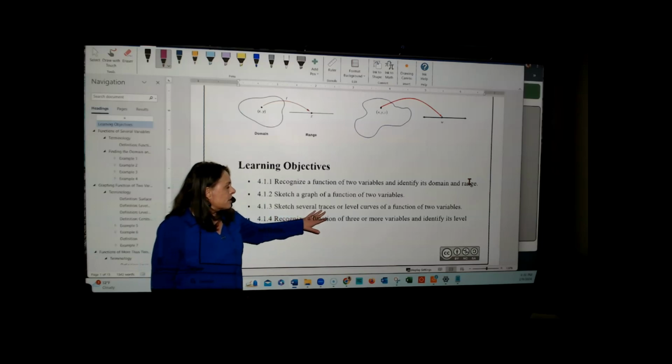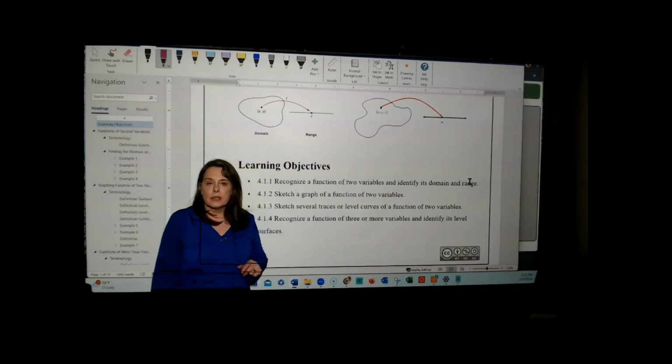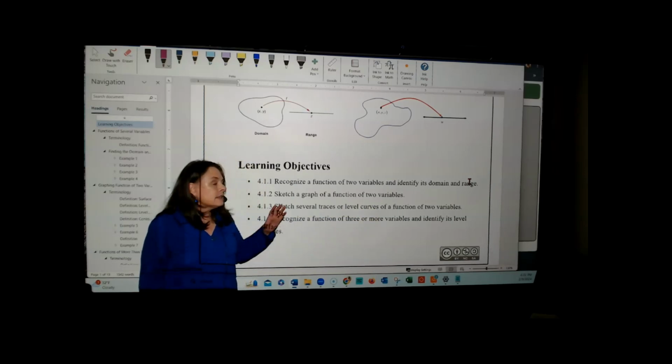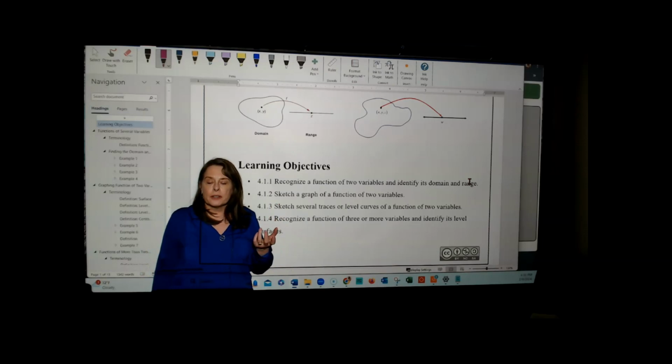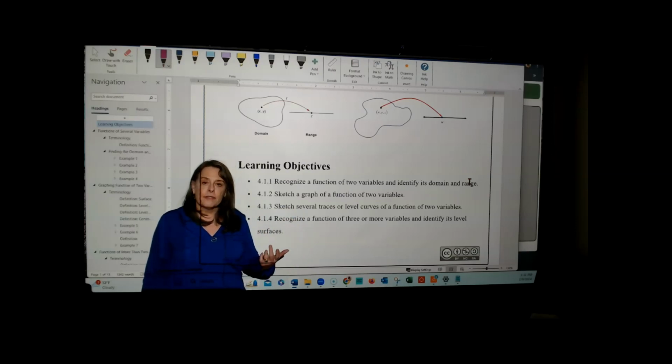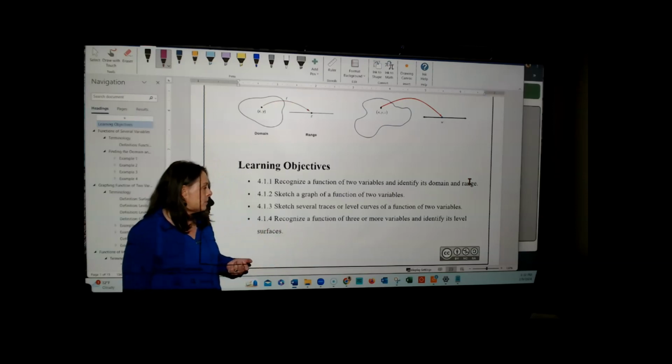Then we're going to sketch several what are called traces or level curves of a function of two variables. Briefly defined, a level curve is, let's say that I give you a function of two variables, but I tell you I only want you to consider when the z value, the dependent variable, is 5. So find all the x and y values that give you a z value of 5. That would be a level curve for that three-dimensional surface, only looking at a particular value for the dependent variable.